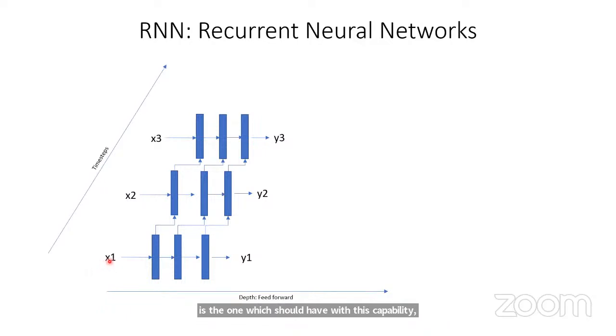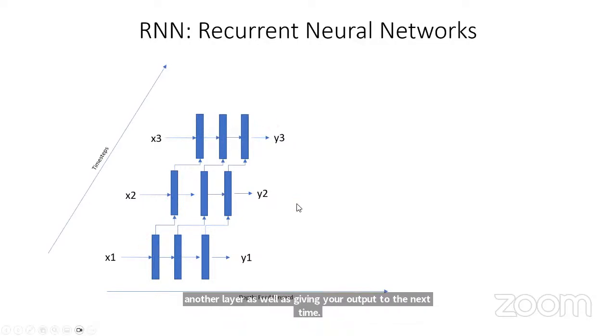A recurrent neural network should have this capability. It has all the feed forward layers connected to each other, but it should have a time component as well, so we can capture the temporal dependency. I should know what I processed with respect to time, so whenever my next input comes, I can utilize my previous time step learning. Every step or layer gives an output to another layer, as well as an output to the next time step. This is the way to think of a recurrent neural network.